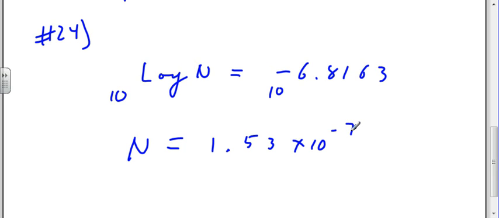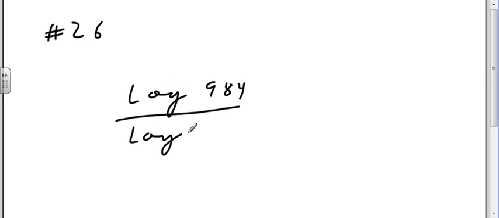Now we get to find the values of these guys rounded off to 3 significant digits. All right, so number 26. Log 984 divided by log 4. And all we do is put it on our calculator. Log 984 divided by log 4. 2.16. How many significant digits? 3. Okay, 2.16.